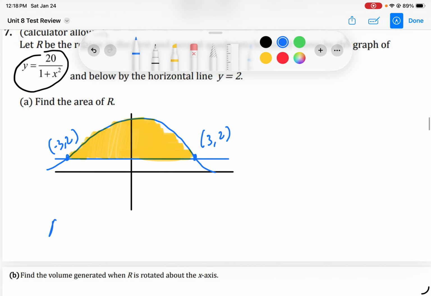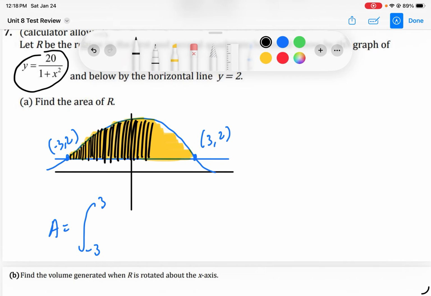Okay. Area is equal to the integral from negative 3 to 3. I'm adding up all these distances. The distance from top curve to bottom curve is always top curve minus bottom curve. If I add up an infinite number of those lengths, it gives me an area. So the top curve is 20 over 1 plus x squared, minus 2, dx.